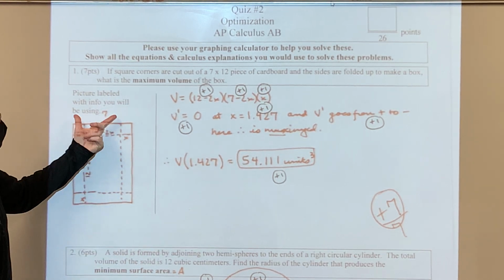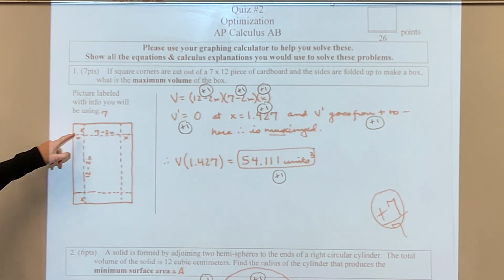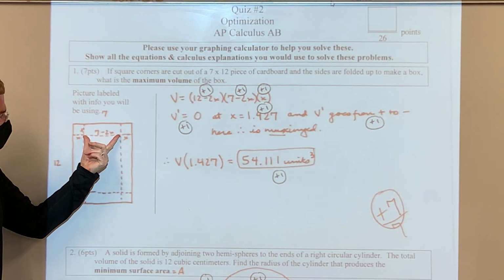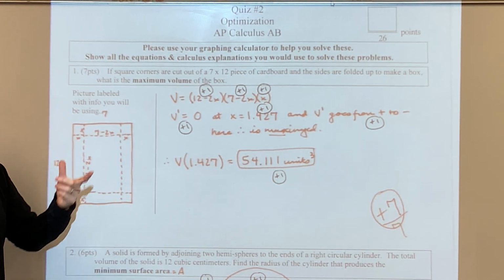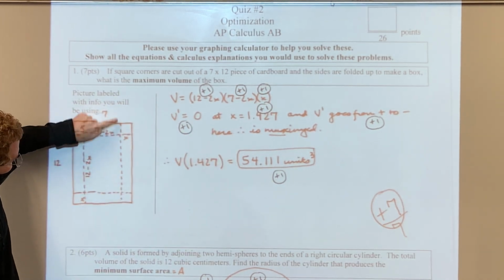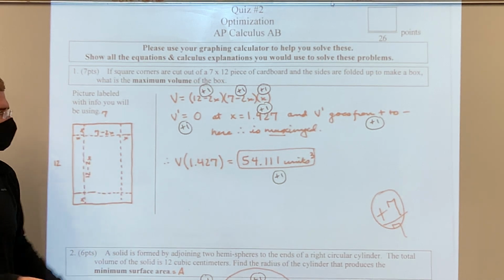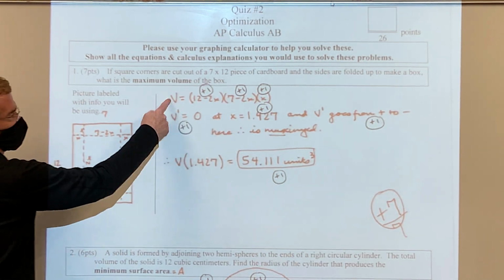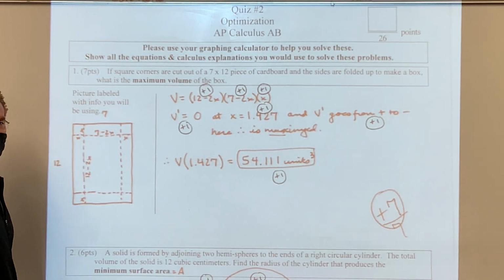It said the box originated as a 7 by 12 piece of cardboard. If I cut these corners out, then the inside length and width will be not 7 minus x, but 7 minus 2x and 12 minus 2x, and then the height as you fold those x's up would be x. You're going to get 3 points for that, maybe 2 from AP, but I might give you 3. And then you're spitting out the whole scenario again.